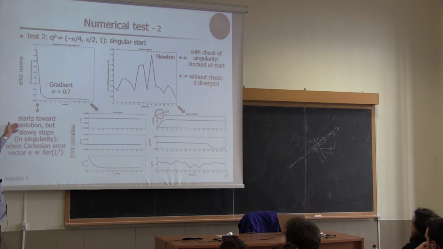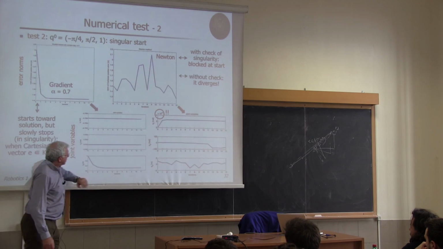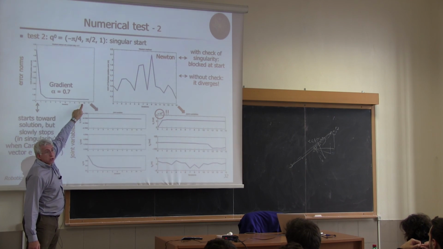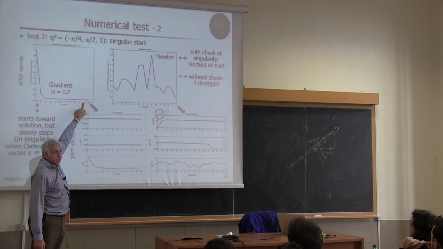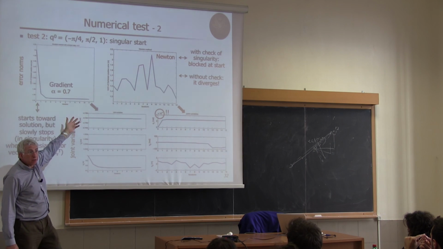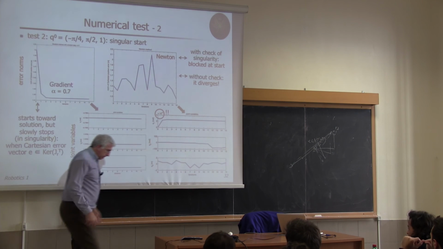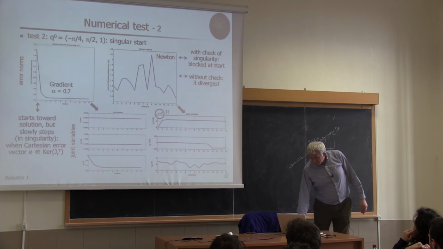Although it starts toward the solution, it slowly stops. Here the joint variables are still, you see that they do not change, and the error has not gone to 0. So I'm in a singular situation. I'm still in the singular situation, in a better situation because the error has reduced, but I didn't converge. So at this stage, I should restart the gradient method to go out of this null space situation.